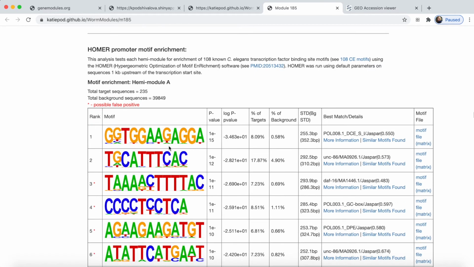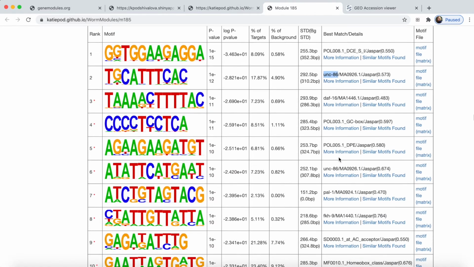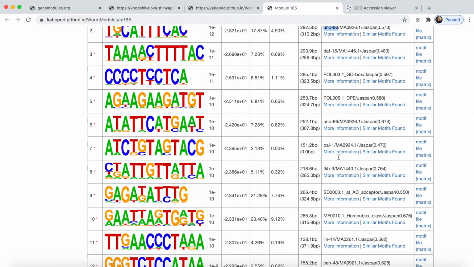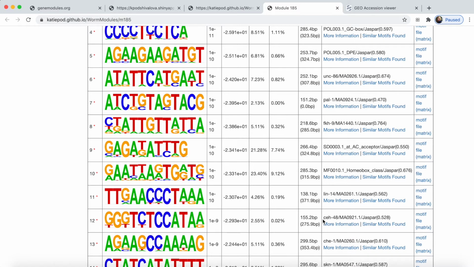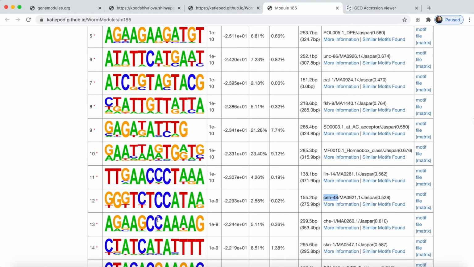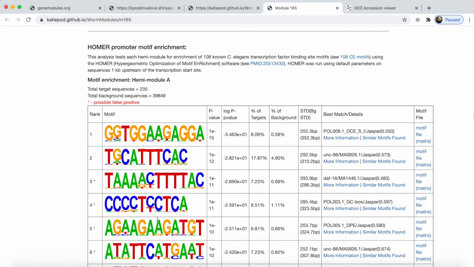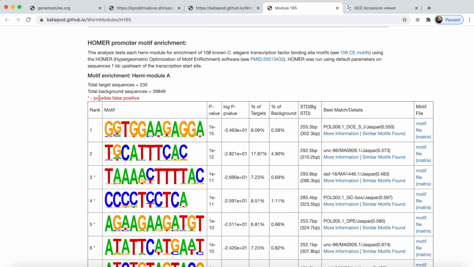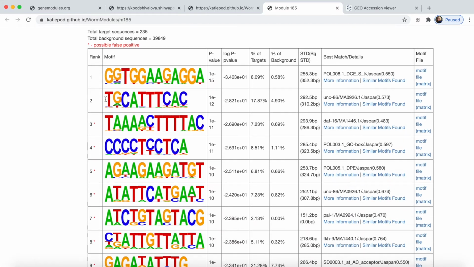Next, I find transcription factors, known transcription factors that have overrepresented motifs within promoters of genes in hemi module A. I note UNC86 here, which is known to be active in neurons. Also, it's interesting that SAE48 itself is here on the list. However, it's kind of low on the list, so it could be a false positive, and the false positives are designated by these red asterisks.